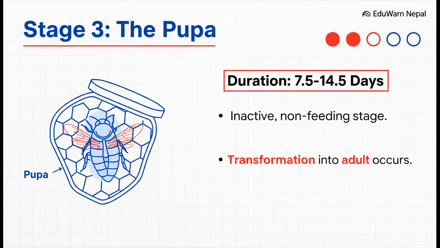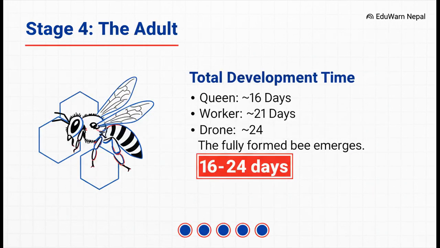Let's proceed to Stage 3, the pupa. Note the duration, and describe it as the inactive, non-feeding stage. You must explicitly say that this is when metamorphosis really happens, the development of legs, wings, and mouthparts. This is the transformation phase. And finally, stage 4, the adults. The fully formed bee emerges from its cell. To wrap it all up, you should state that the total development time varies by caste, ranging from about 16 to 24 days. This shows the examiner you have a complete overview of the entire process.